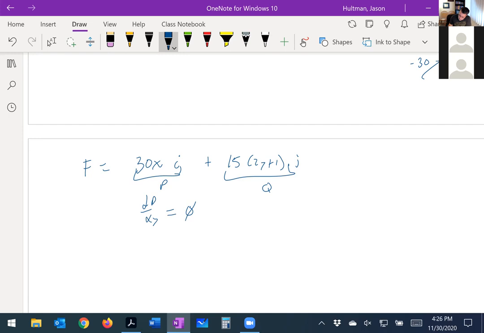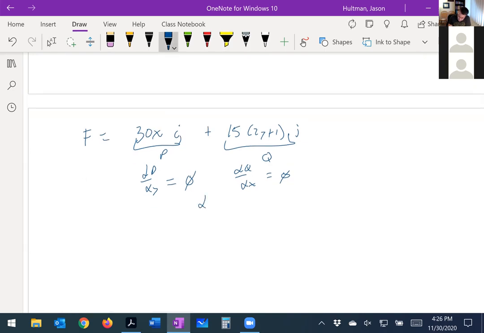What's dQ/dy? dx? 0, because this one doesn't have a y, and this P doesn't have a y, and Q doesn't have an x. Right? So is it conservative? Is dP/dy equal to dQ/dx? Yes, check. It's conservative. Well, that's kind of nice.